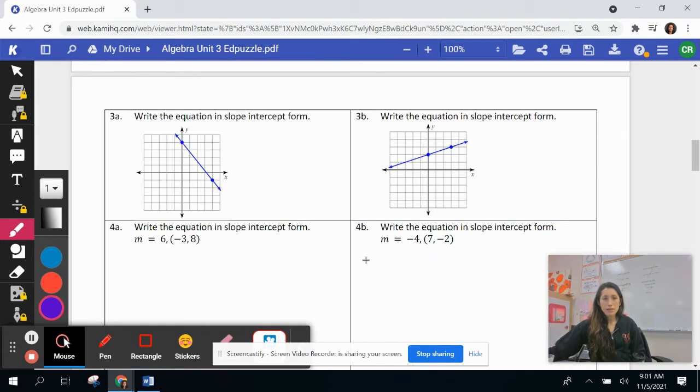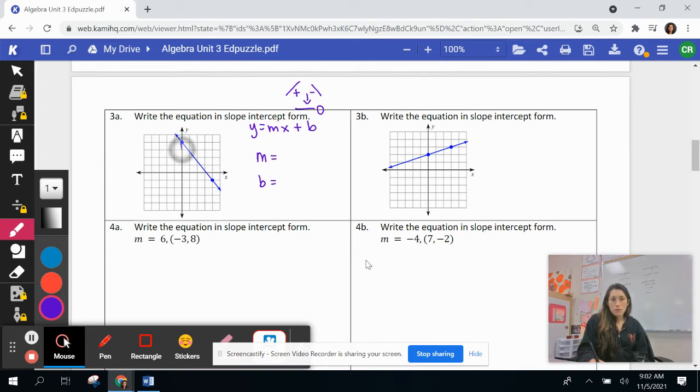All right, we are writing these equations in slope-intercept form. Remember, in slope-intercept form, that's y equals mx plus b. We need two pieces of information. We need our m, that's our slope. We need our b, that's our y-intercept. So remember, there are 4 types of slopes: positives, negatives, undefined, and 0. This slope is a negative slope. You see it's going down from left to right.